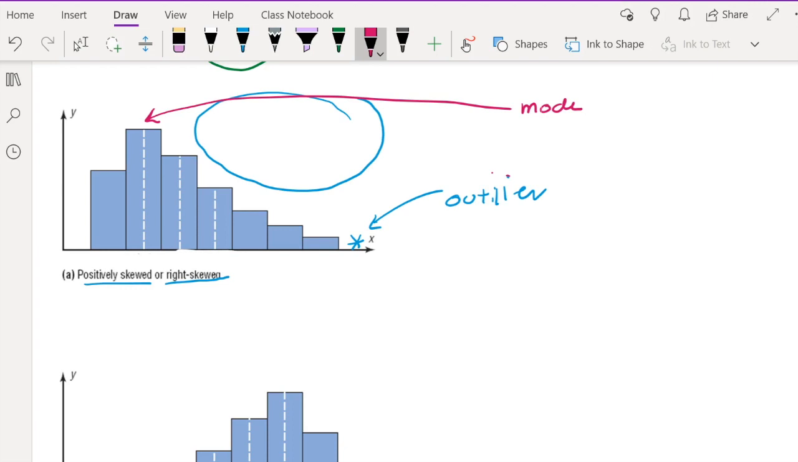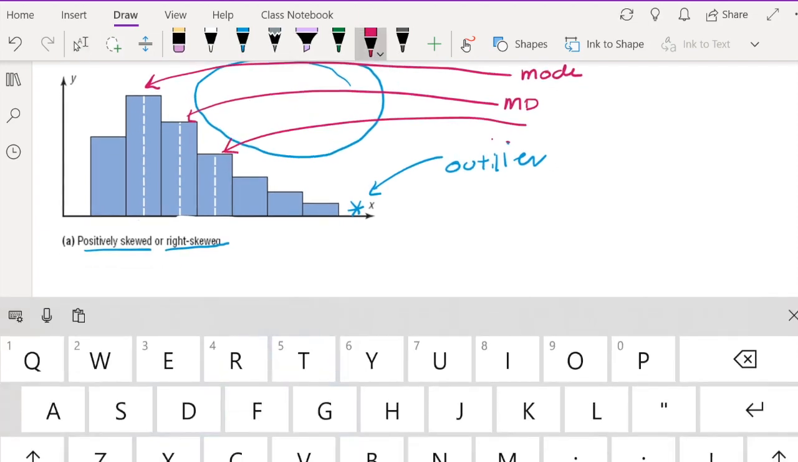The measure of central tendency that splits the distribution exactly in the middle all the time, regardless of the shape, is the median. So this one would be the median. The measure of central tendency that gets dragged towards the outlier is the mean. The mean, in other words, is very sensitive to outliers.